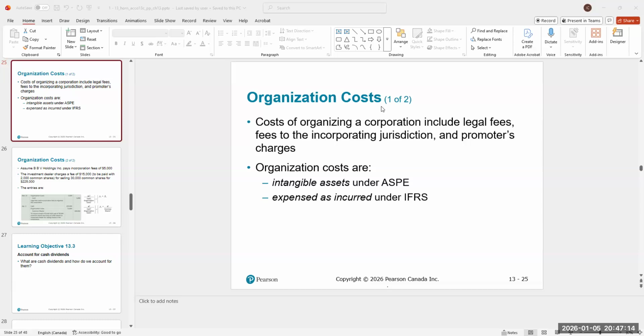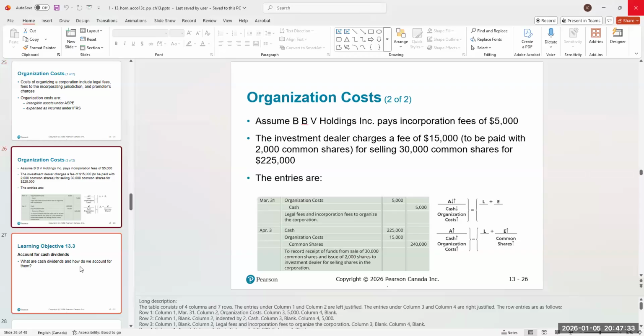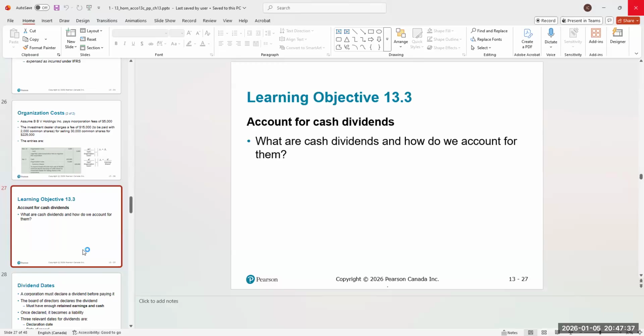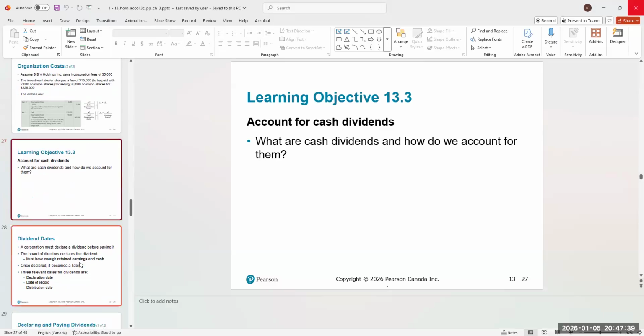Now, the only tangible asset that you're going to have is the organizational cost. But again, I told you, in the accounting standards for private enterprises, they allow you to amortize this asset within the first year after operation. So let's go with the dividend and how we're going to account for cash dividends.